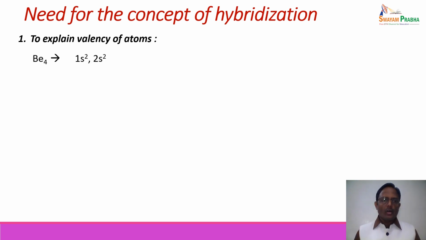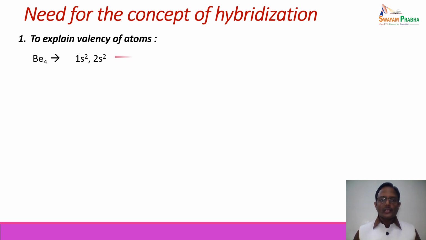Consider an example of the beryllium atom. Now this beryllium has atomic number 4 with electronic configuration 1s2, 2s2. If we see this atom carefully, it does not have any unpaired electron, and according to the postulates of valence bond theory, only those orbitals can form a bond which have unpaired electrons. Since this atom does not have any unpaired electron, it cannot form a bond.